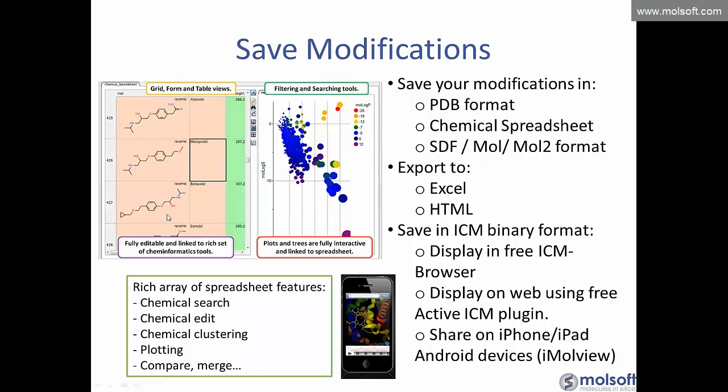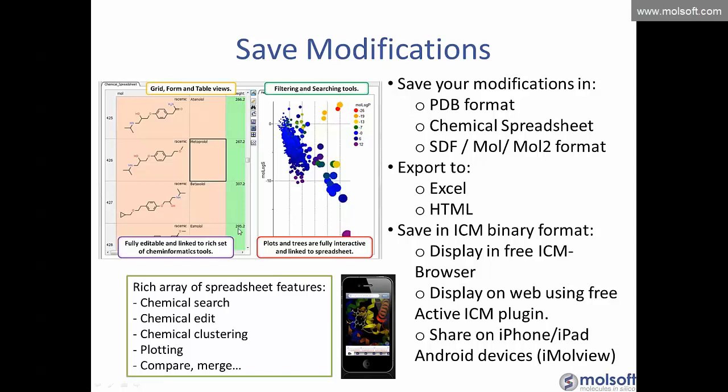You can also save it in ICM binary format, and then you'll be able to display them in the free ICM browser. So many companies that use ICM do that. They're computational chemists or they're med chemists. They use ICM Pro, which is the software you have, but then they share their ideas with their colleagues using ICM browser, which they have free on their laptops. Or you can display using IMView, which is our tablet software for molecular visualization. So you can share using different things.